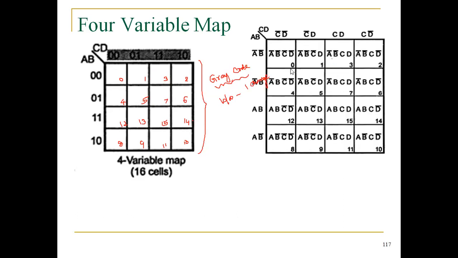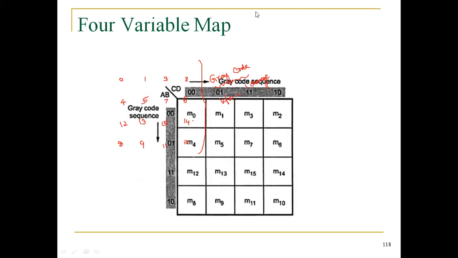The corresponding cell values: 0 means A bar, B bar, C bar, D bar. Similarly, 15 means A, B, C, D, and the other combinations are printed here. Then its min term representations are like this.